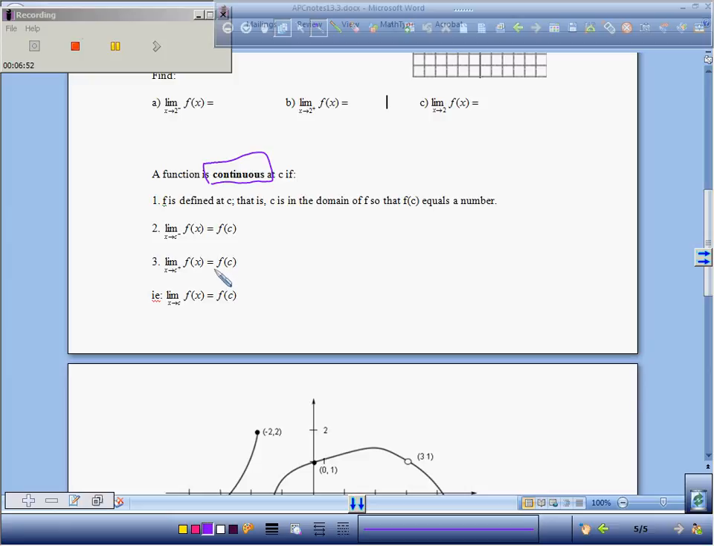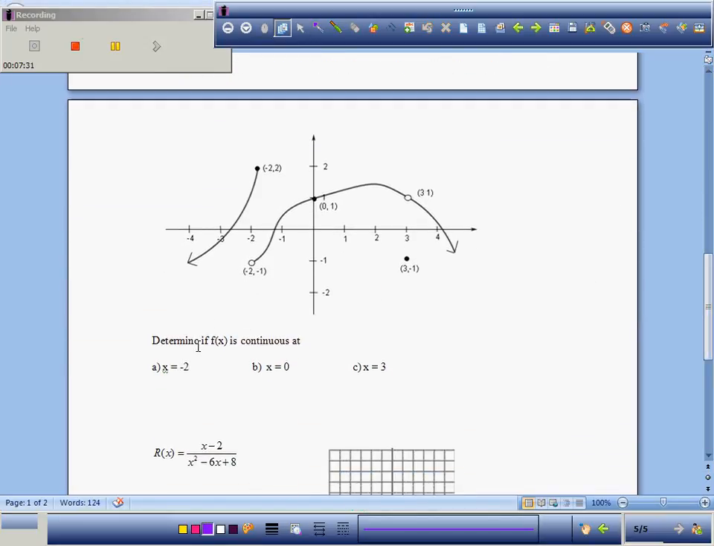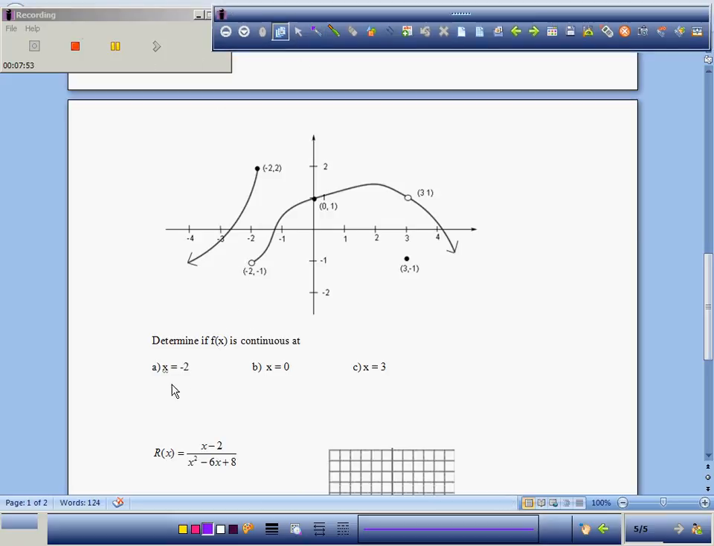Okay? So to demonstrate those rules, we're going to look at this function right here. Determine if it is continuous. Is it continuous at -2? Just looking at the graph, is it continuous at -2? No, because the left-hand limit and the right-hand limit are not the same, right? And so the answer to this is no.